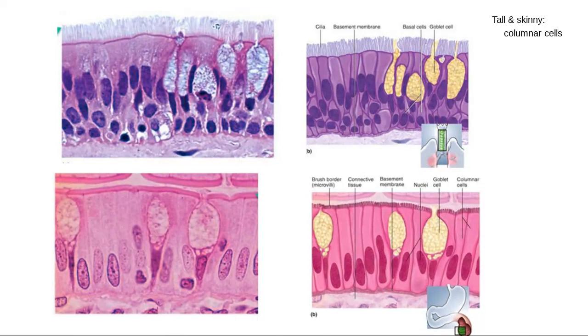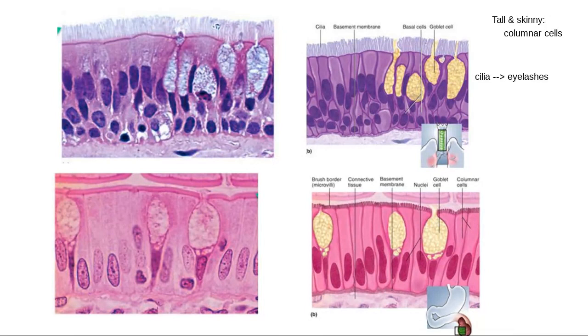Okay, when we talk about tall and skinny columnar cells, there are a couple of different things they can have on the top of them. One of the things they can have on top is what we see over here. This is an actual tissue slide that you're seeing here. So all of these little things on the top that look like eyelashes, these are cilia. So one of the things that our columnar cells can have on the top of them are cilia. And cilia look a lot like eyelashes.